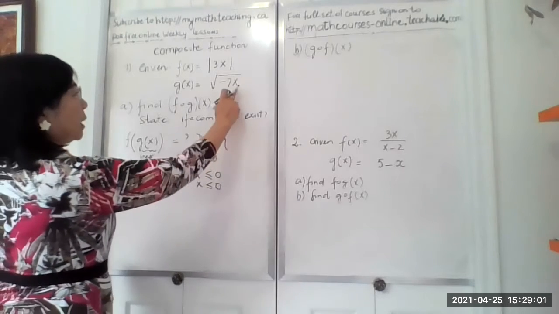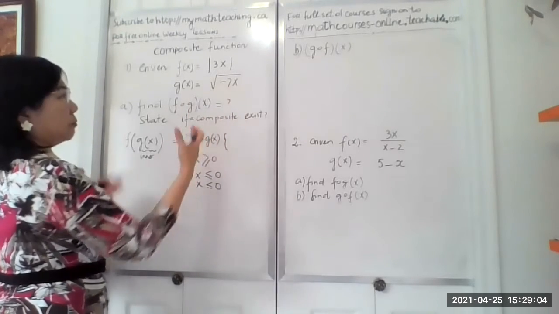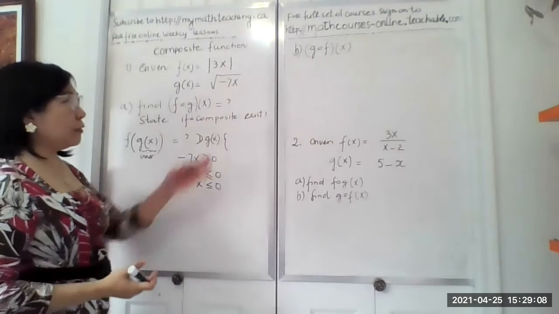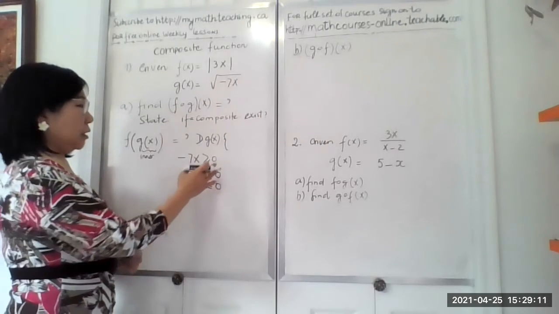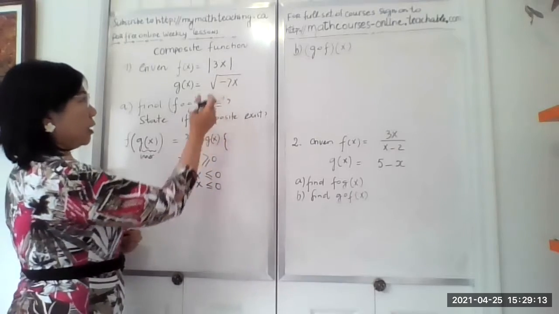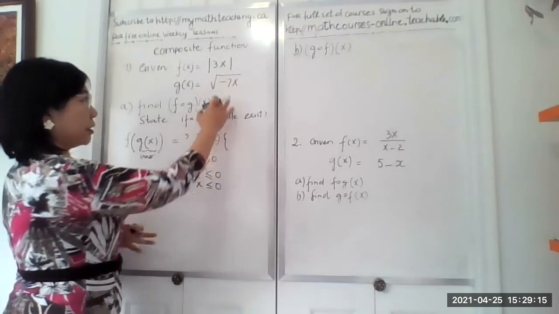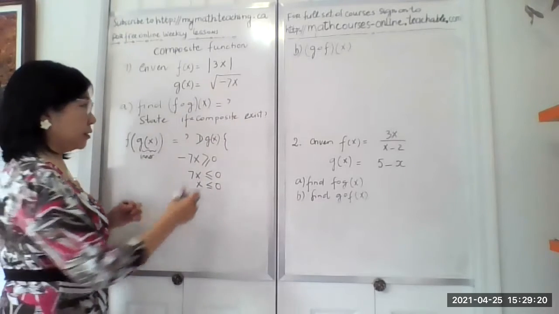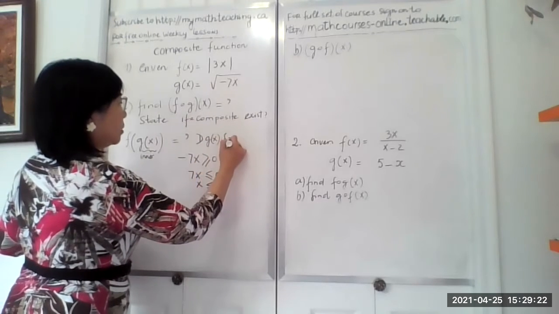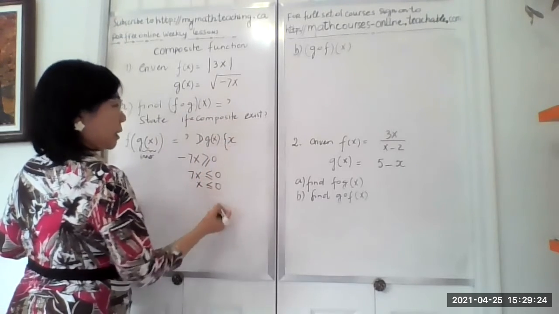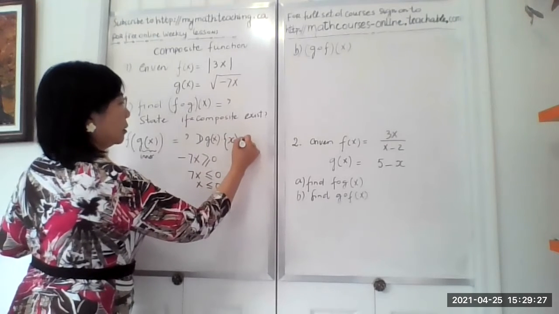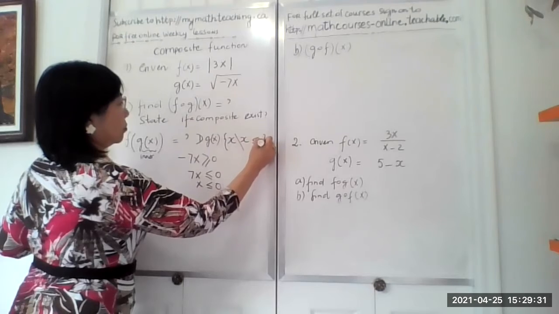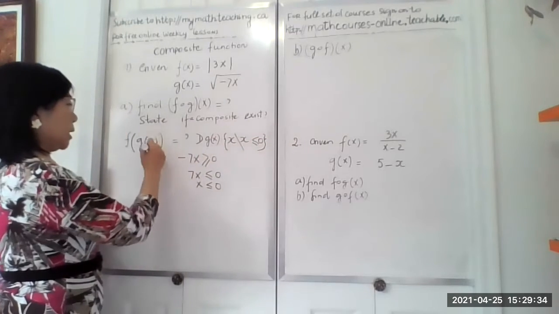And it's true. If x is negative, you multiply with minus 7, it will become positive. But if x is positive, bigger than 0, then you multiply, it will be negative, and we do not accept a negative number inside the square root. So the domain of g of x is the set of x such that x has to be less than or equal to 0.